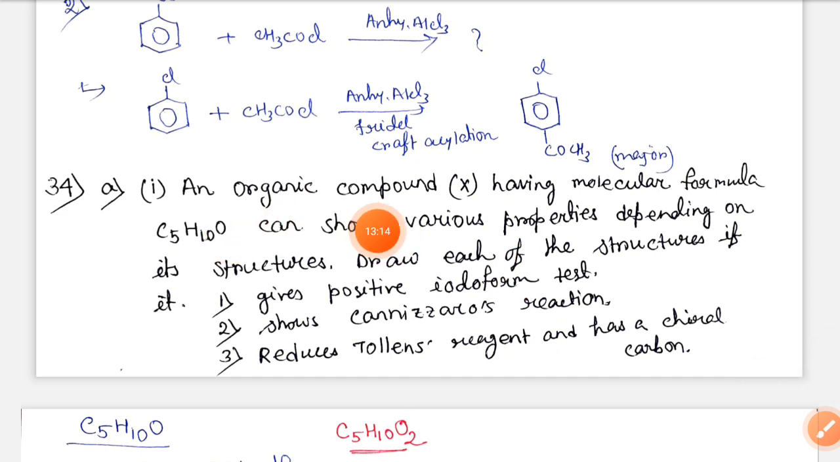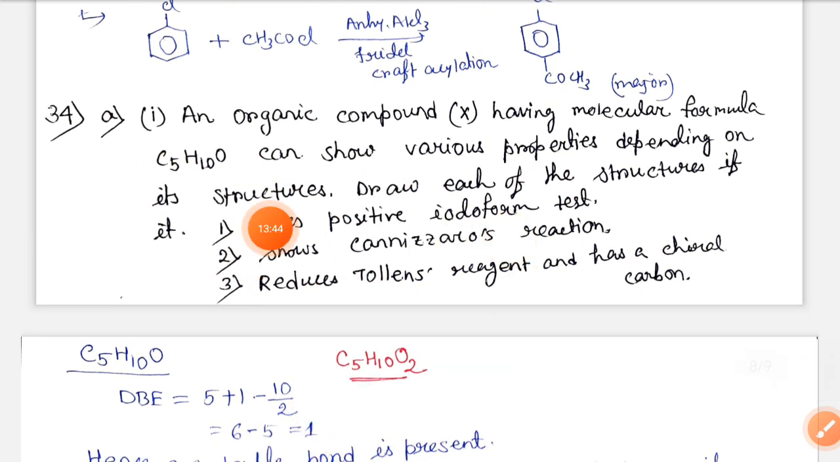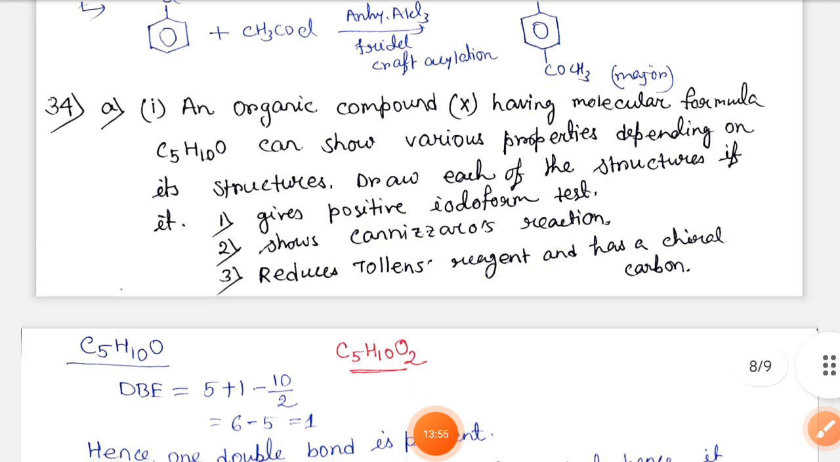Next, an organic compound having molecular formula C5H10O can show various properties depending on its structure. Draw each of the structures. It gives a positive iodoform test, shows the Cannizzaro reaction, reduces Tollens reagent, and has a chiral carbon. Here there is one mistake in this molecular formula. From this data, we can conclude that the molecular formula is C5H10O2. If we take this molecular formula, then all the data match.